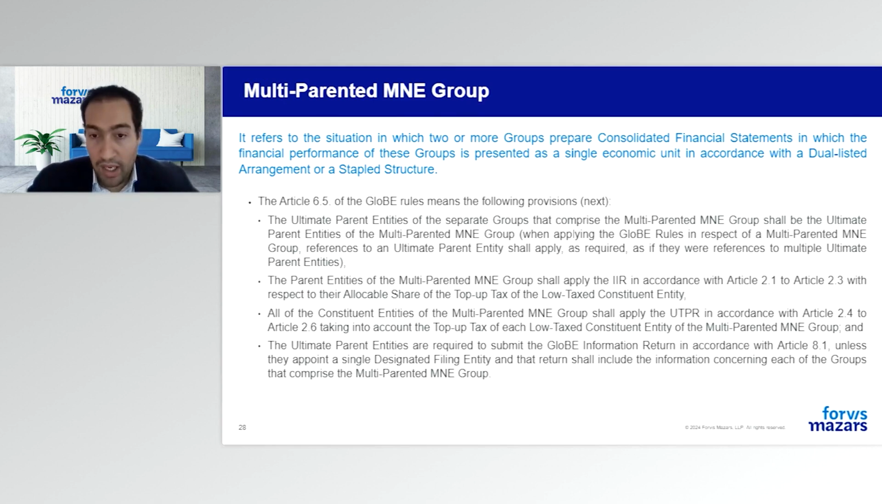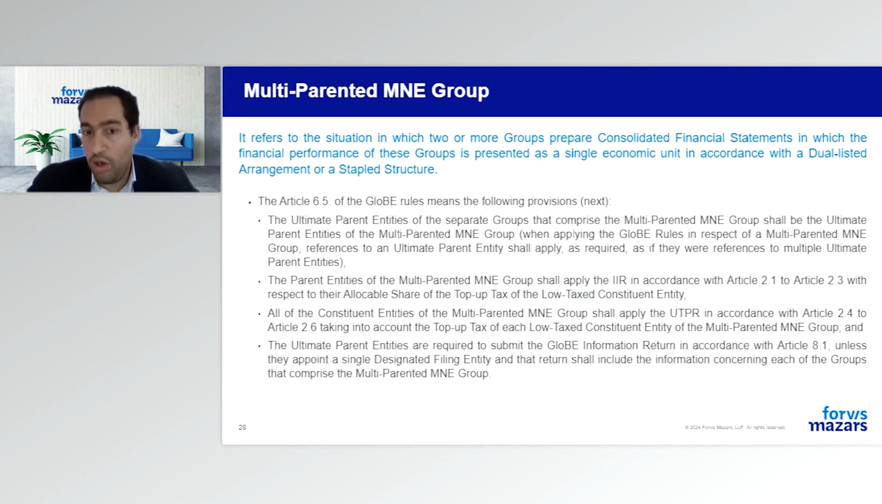They will apply the IIR to their allocable share of any of the low-taxed constituent entities within the scope. So basically, they will pay any top-up tax, and the UTPR will also apply. And finally, a very important point here is that the ultimate parent entities will also be required to submit a GloBE information return. However, they will be able, by election, to appoint a single entity for filing purposes.